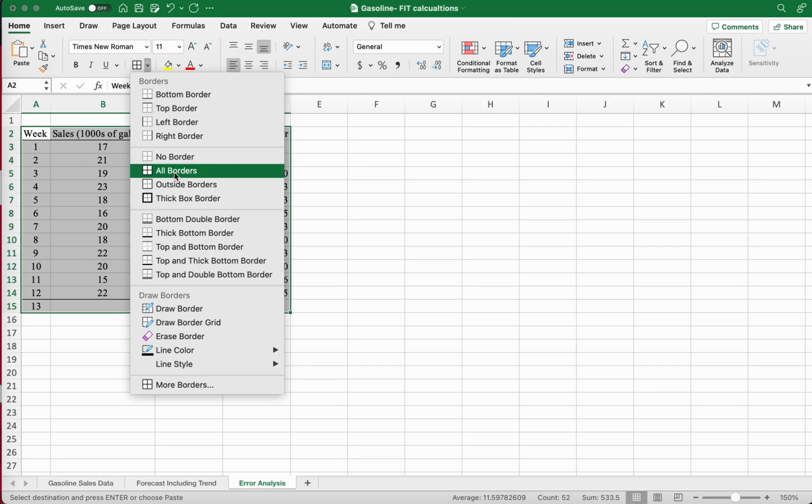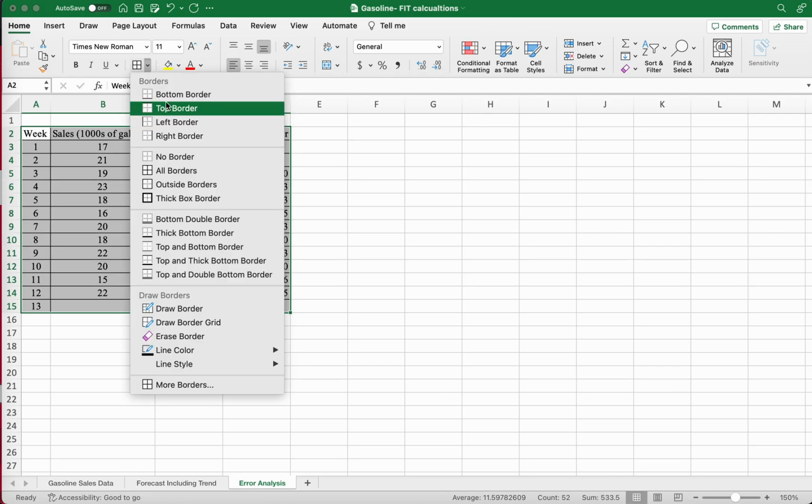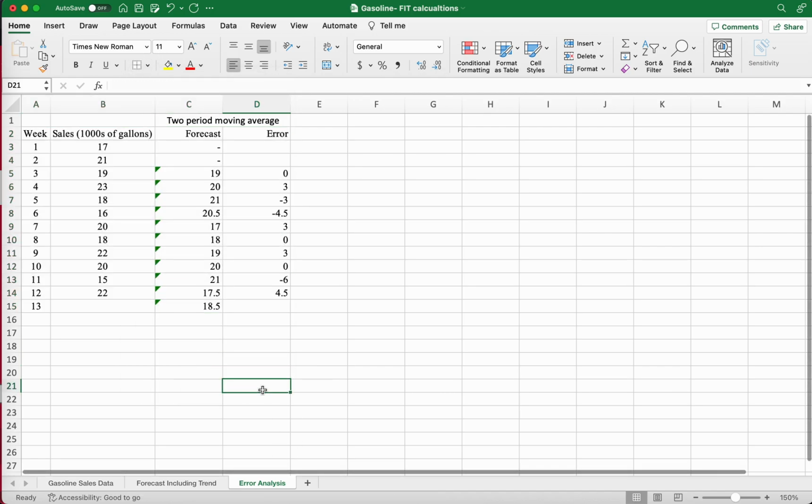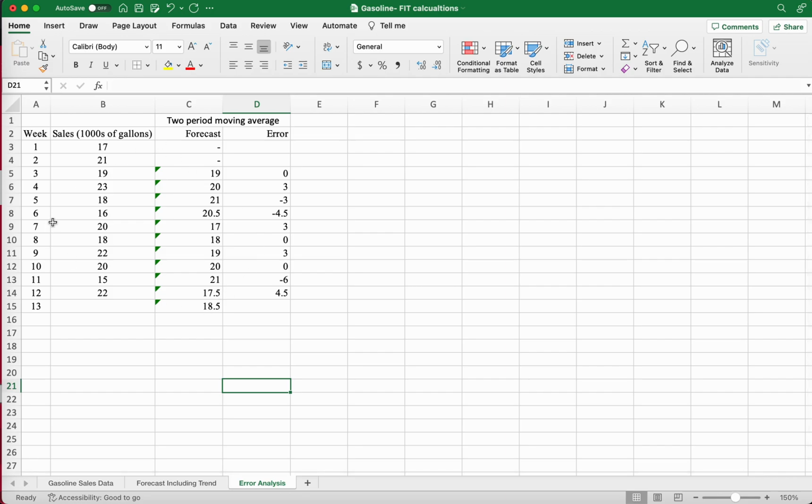So let me remove all the borders, and rather not have any borders, frankly. So that's what we have here. With this, let's first calculate the mean absolute deviation, or the MAD.